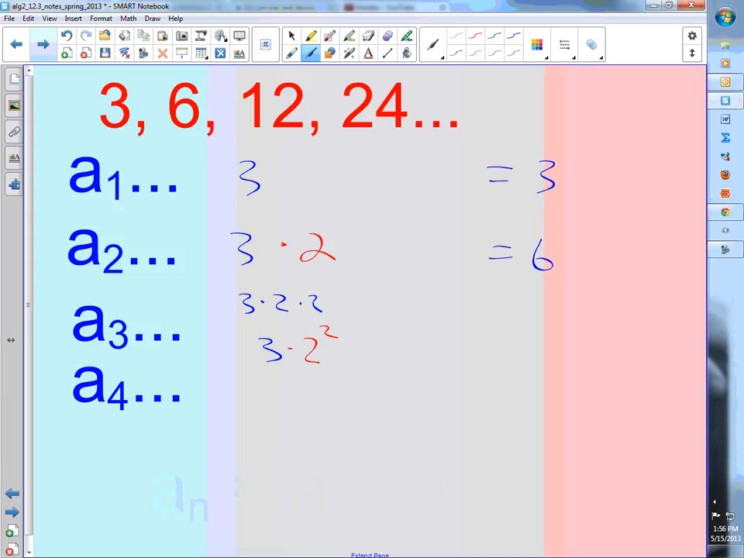How do I get to a sub 4? I'm going to multiply a sub 3 by 2, which is going to give me 3 times 2 to the third, which is going to give me 24. What's this? Thank you. Where would we be without you, Josh? Ladies and gentlemen, this is a number. It's true. It's also blue and now highlighted yellow. But what is the 3 in the sequence?